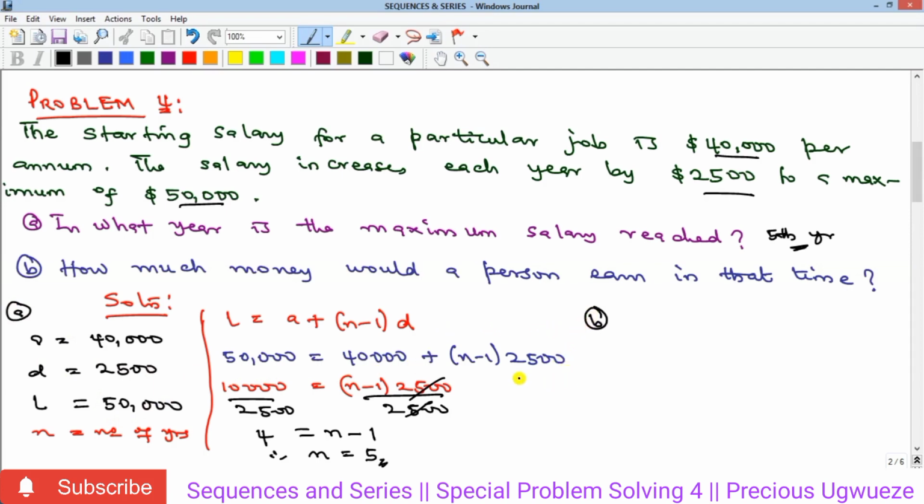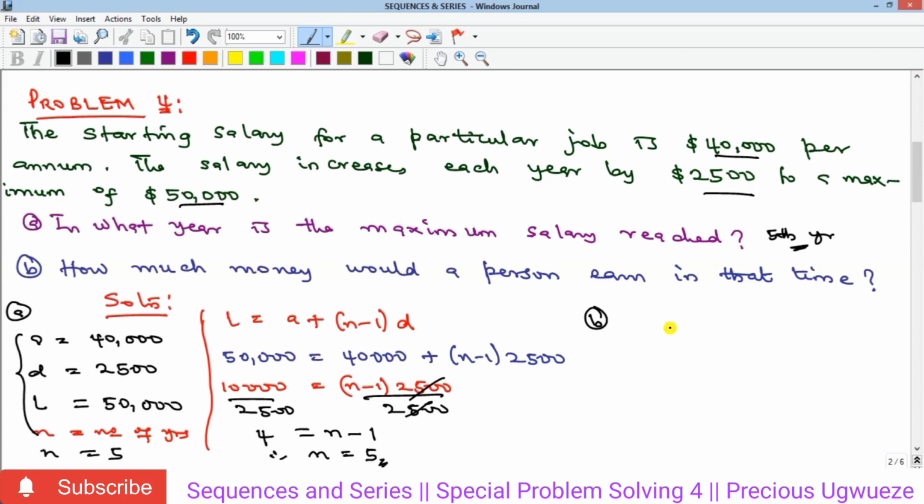Part B says, how much money would this person earn in that time? The time here is referring to this 5th year. We have found our n to be equal to 5, and that means this question is asking you to calculate the total earnings from the first year to the 5th year.